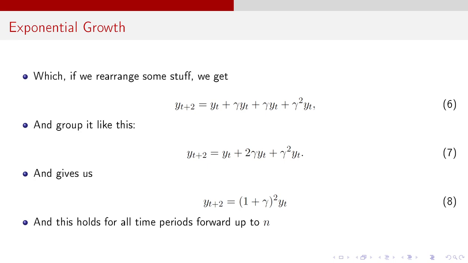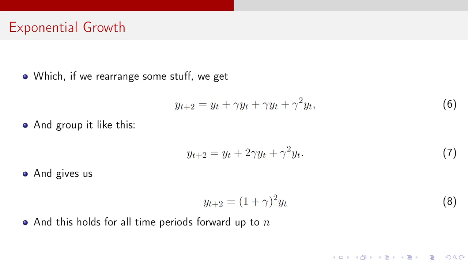A neat little trick here: if you look at equation 7, that's actually Pascal's triangle. Look at Pascal's triangle. It's a great way to do the FOIL, first, outer, inner, last thing that you learned with x plus something times x plus something else, whatever it was. It's just Pascal's triangle. A really neat little trick. But anyways, YT plus 2 is 1 plus gamma squared times YT.